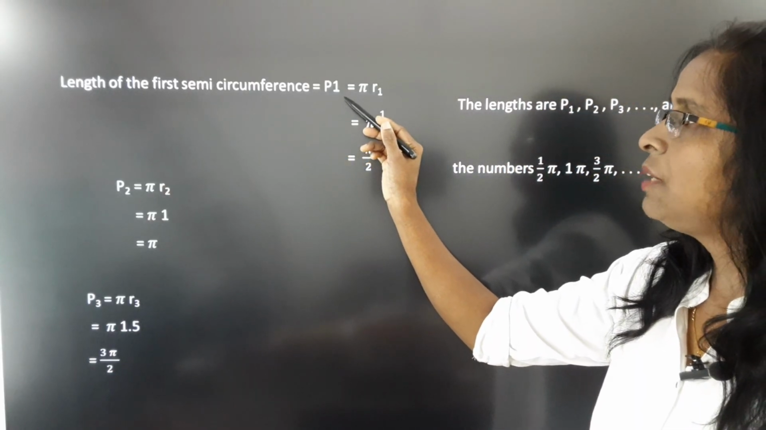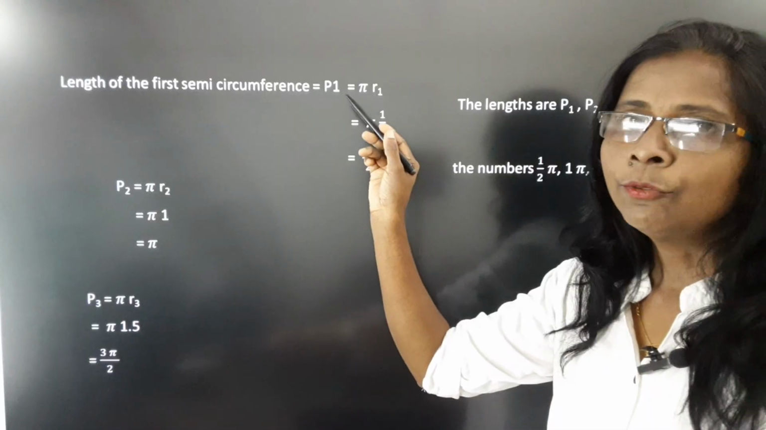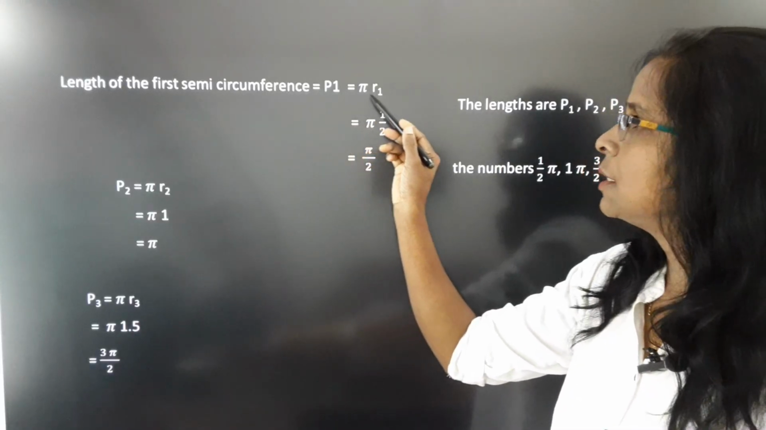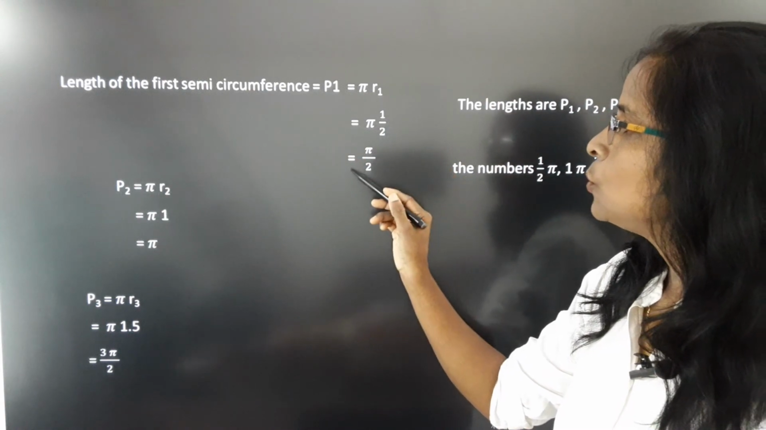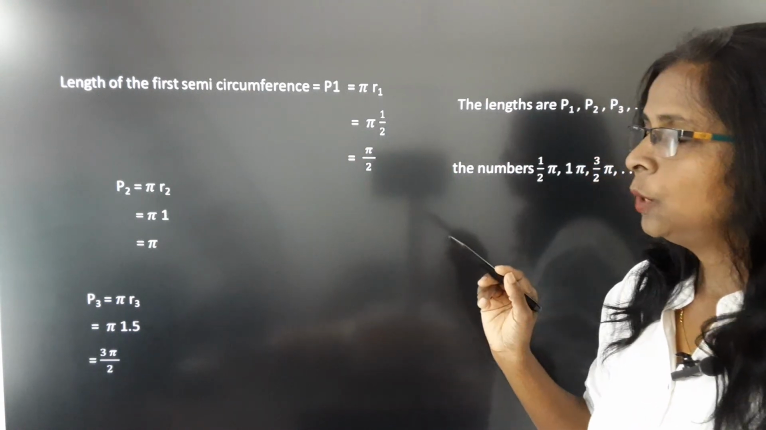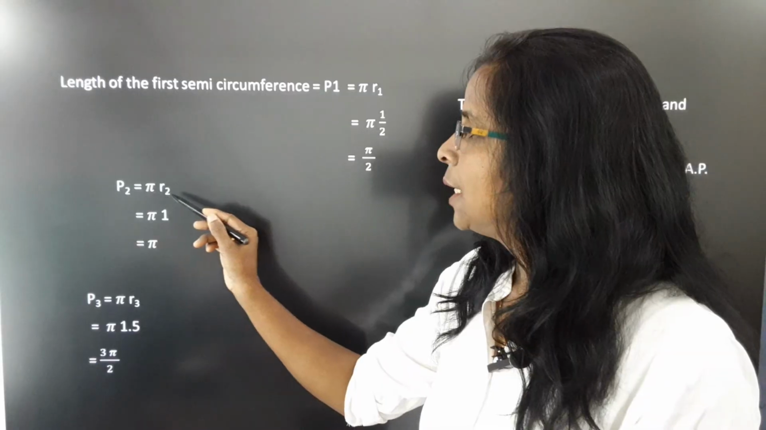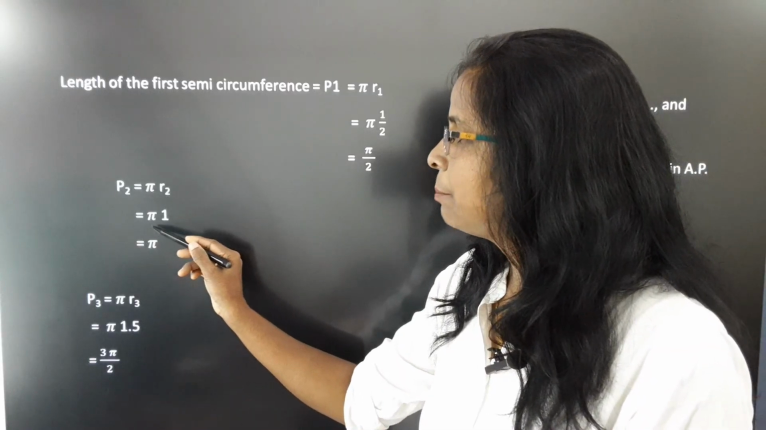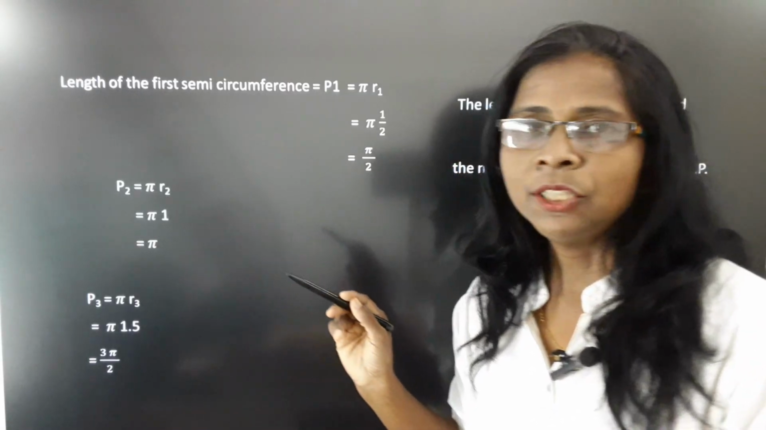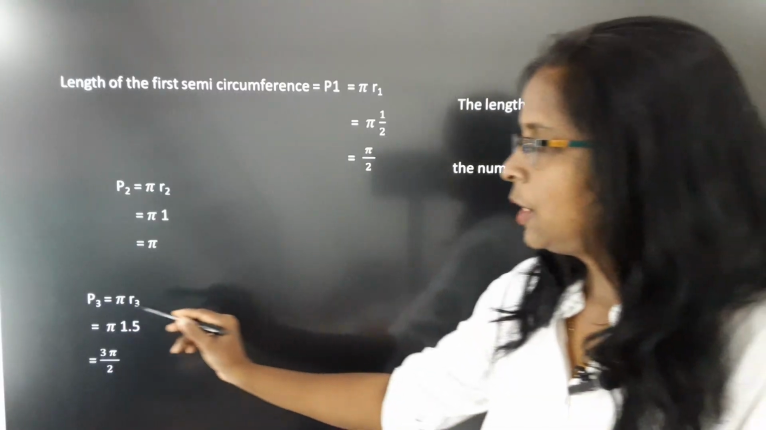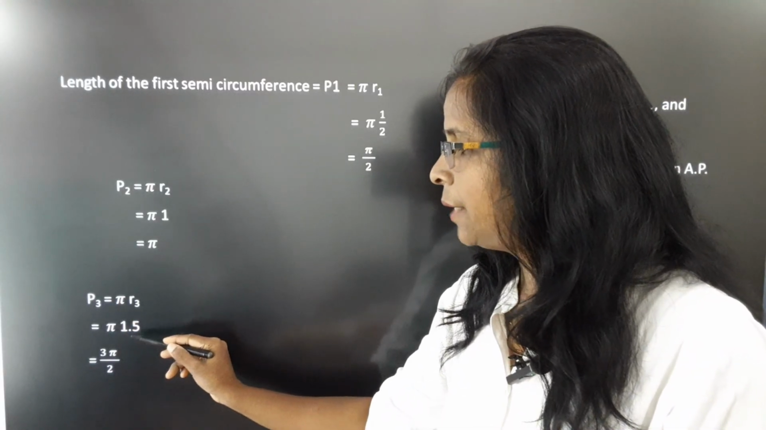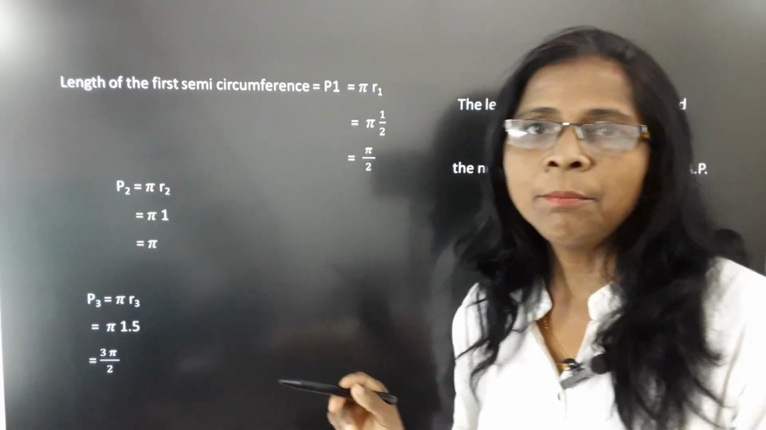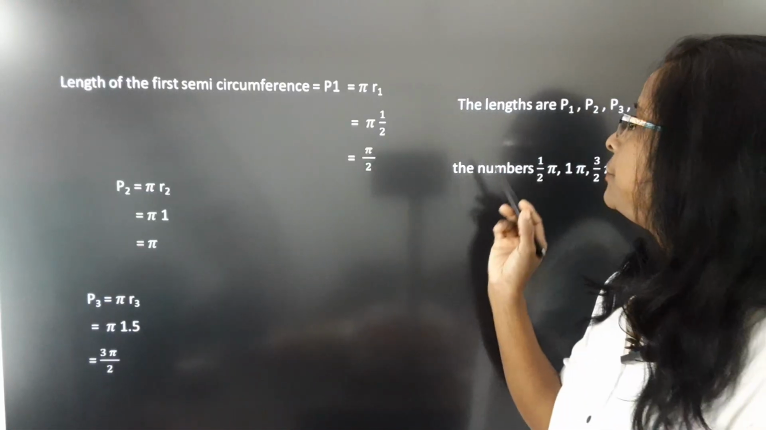Now here the length of the first semi-circumference is equal to P1, and you know that the formula for the circumference is pi r1, so that is pi times 1 upon 2, so here pi upon 2. Now P2 is pi r2, that means pi times 1, which is equal to pi. So now here P3 is equal to pi r3, that will be pi multiplied by 1.5, that means 3 pi upon 2.